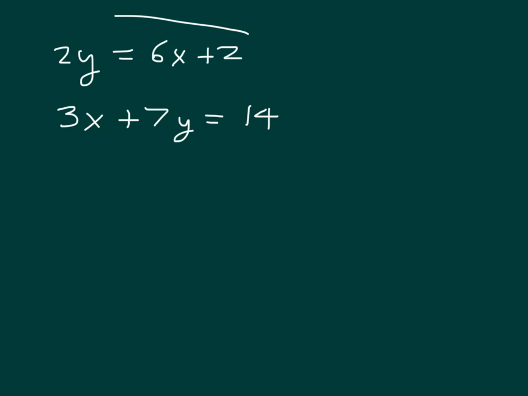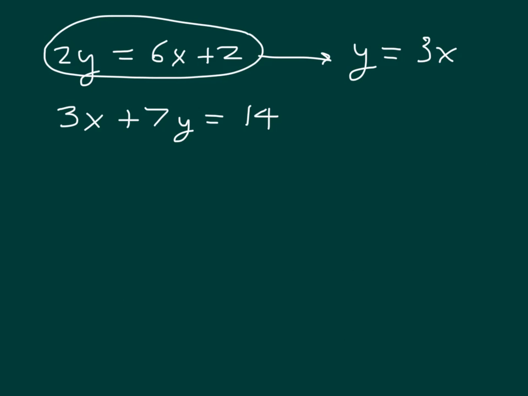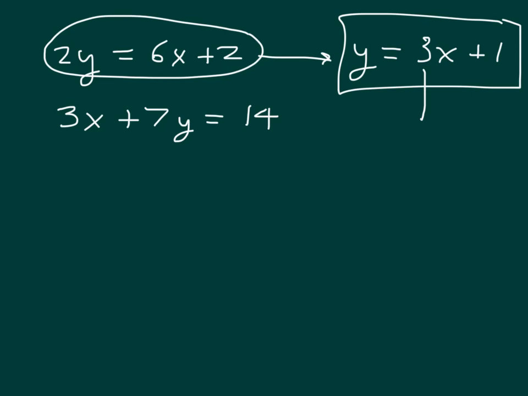Since they're not in slope-intercept form, you'd have to get the y alone. So divide everything by 2 in this equation, and you get y equals 3x plus 1. And I'm doing that for two reasons. One, because it'll be easy to graph if I get the y alone. And the second reason is so that I can identify the slope. So the slope on this equation is 3.